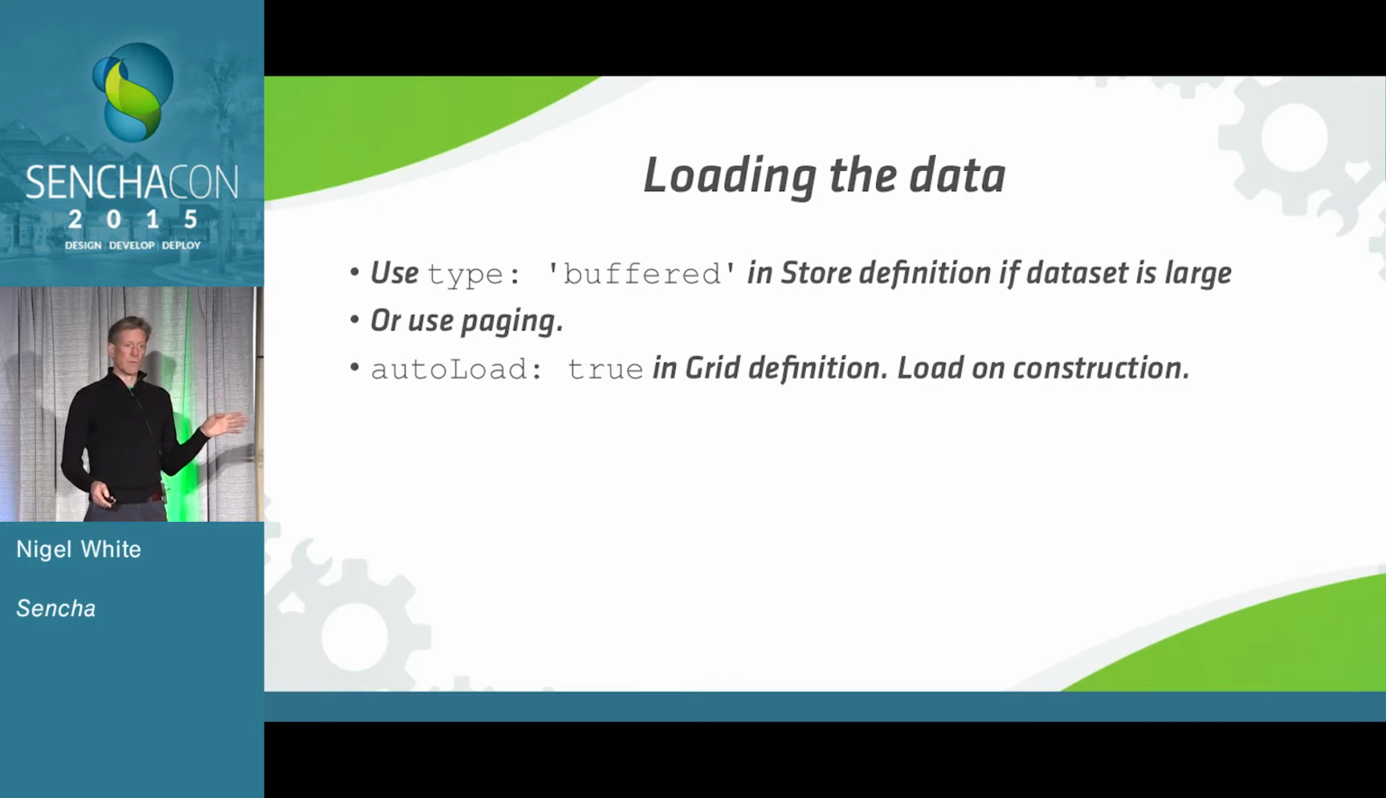Autoload true has always worked on the store definition, but if you're using stateful grids, it's best to put this on the grid. This is because if you put autoload on the store, it'll kick off a load very early, but then when the grid fires up its own state, it sets up filters or sorters. It will then have to load the store again. So if you put the autoload on the grid, then it will only load once.